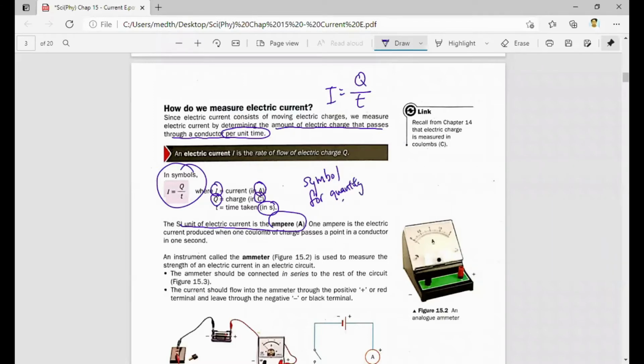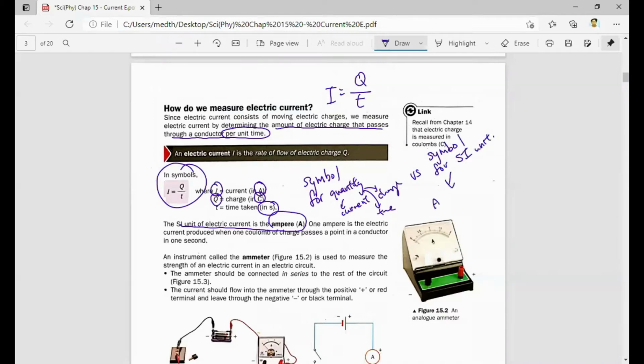Quantity could be your current, could be your charge, can be time. So that's the symbol for the quantity. These are quantities, physical quantities. You need to be able to differentiate between symbols for quantity versus symbols for SI unit.